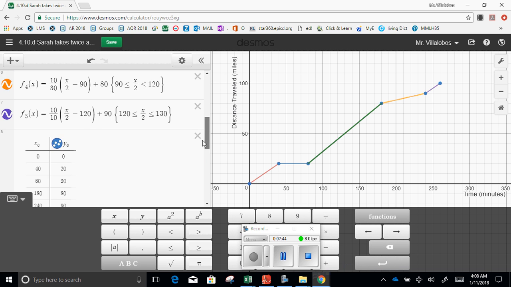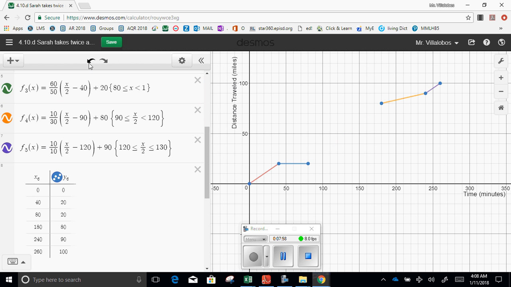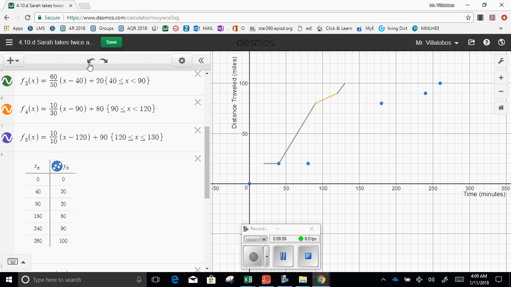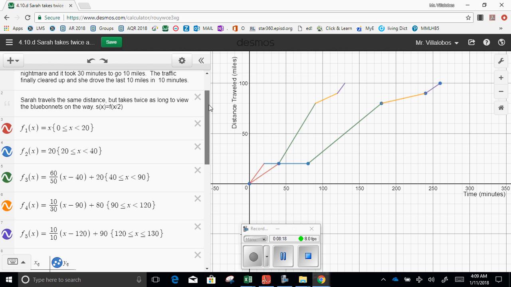Or you could just leave it like this, and if the graphing calculator allows you, you could see that before it was 120, now it's 240. Before it was 130, now it's minute 260. Okay, but I am going to put it back. We had it like that with these. Yeah, okay.